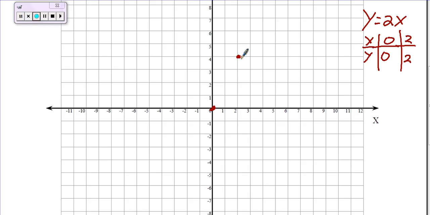And notice it's positive, so we're going up. Give me one more. X equals 3, y equals 6. 3 is usually good enough, but sometimes you need more. So you see your line is going that way. Oh, I wrote 2, but I graphed 4. Thank you for correcting me.